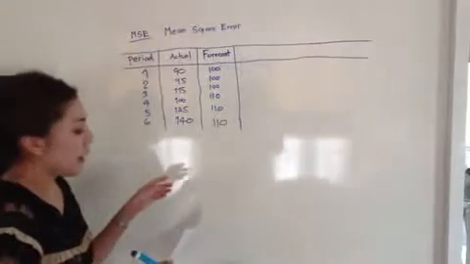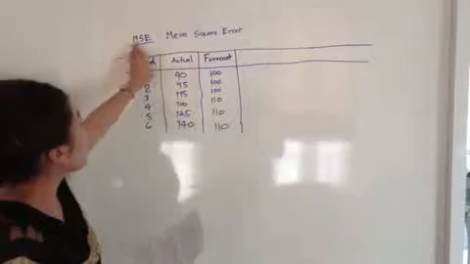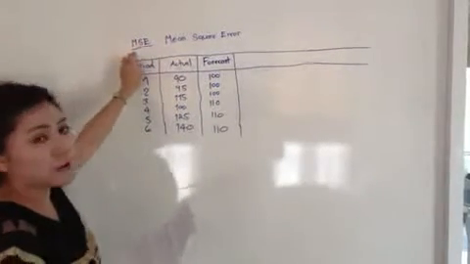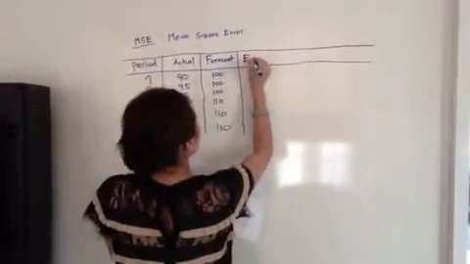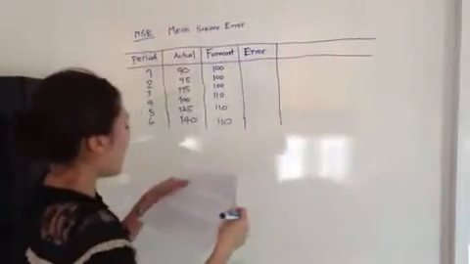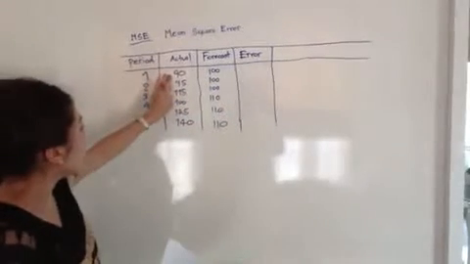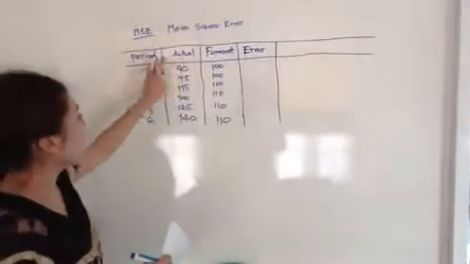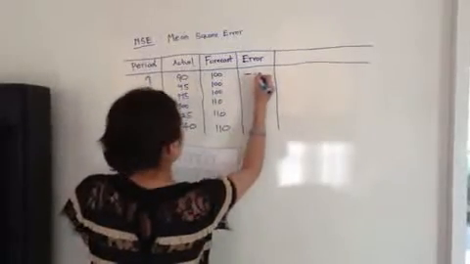First of all, I need to find an error first. As I go back to the first, the name is mean square error. First, you have to identify the error, and then the square, and then the mean or the cumulative. The way you calculate the error is you get the actual number for period 1 minus the forecast number for period 1 as well. So it's 90 minus 100 is minus 10.